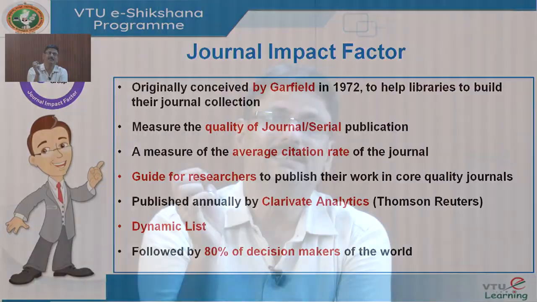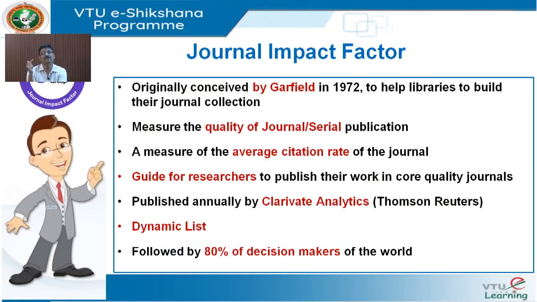One of the important journal-based metrics is the journal impact factor. It was originally conceived by Eugene Garfield in 1972 to help libraries build their journal collection and subscribe to quality journals. So it helps us measure the quality of a journal or serial publication, and it measures the average citation rate of the journal. It is a guide for researchers to publish their work in a quality journal.